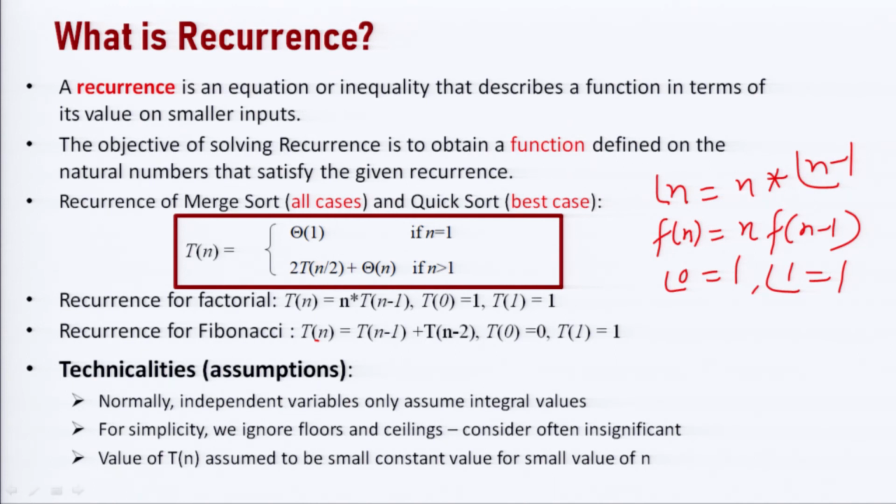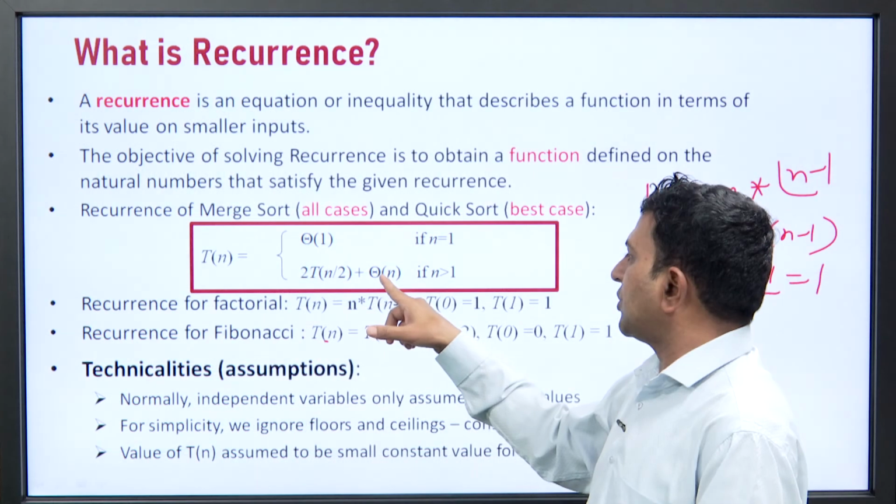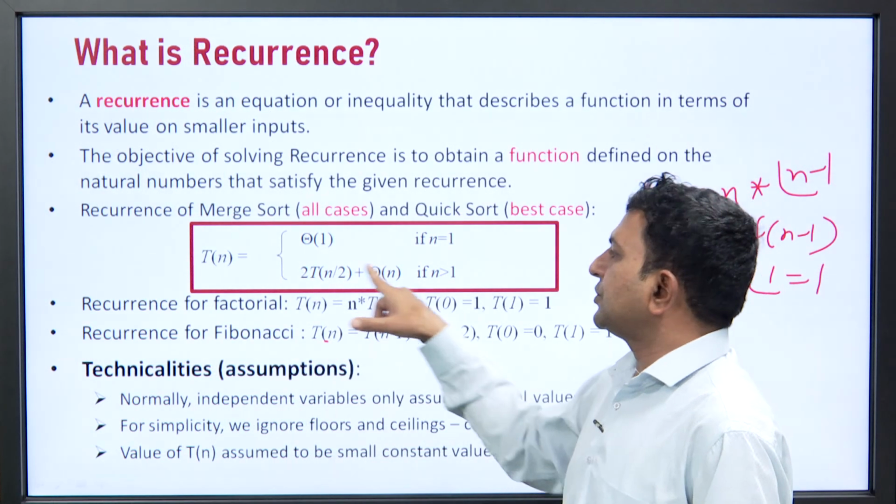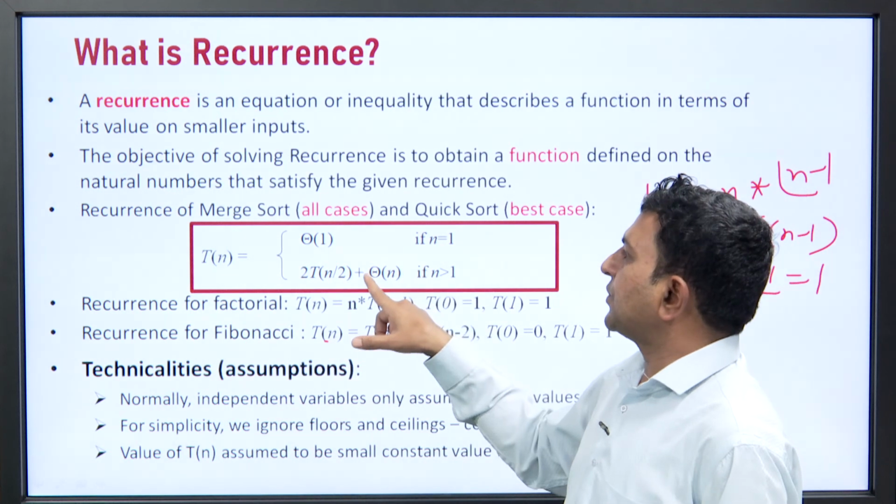So, why does this recurrence represent the merge sort complexity? Because in merge sort we divide a problem of size n into two equal subproblems, n by 2 and n by 2. Once we have solved these two subproblems we need to merge them. How much time does the merging operation take? Theta of n. This is how we can represent the recurrence for merge sort.